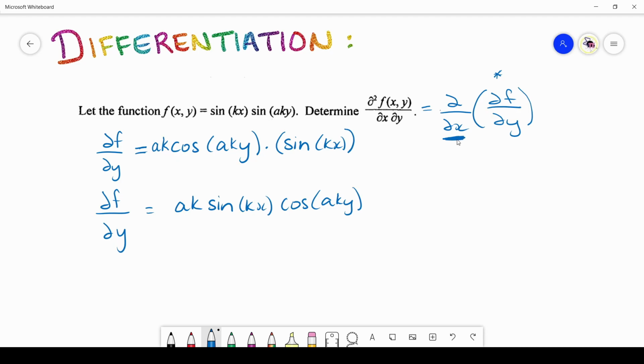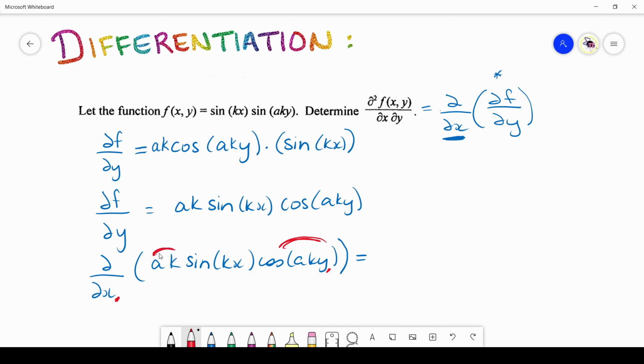Next up, we need to find d/dx of this. So we're now going to find ∂/∂x of all of this, ak sine kx cos aky. Notice my notations, notice what I'm doing. Be very careful you don't leave out your brackets and take your time. So now we're differentiating with respect to x. So therefore y is a constant. So you consider this as a constant. This is a constant. So what I'm going to do is write my constants all the way to the front. Cos of aky. That's just a constant, so I'm writing it.